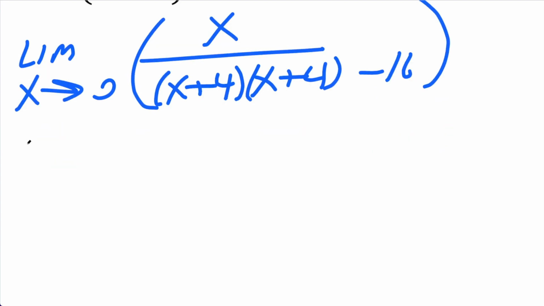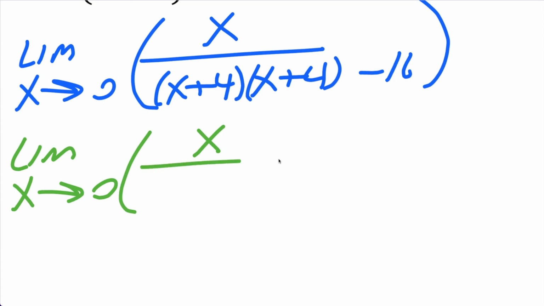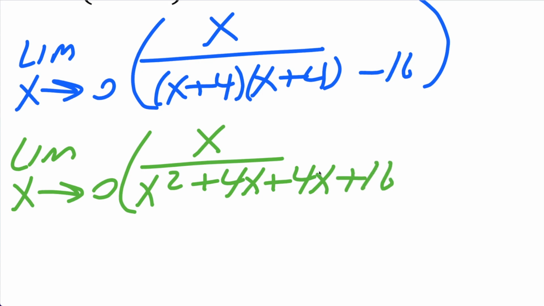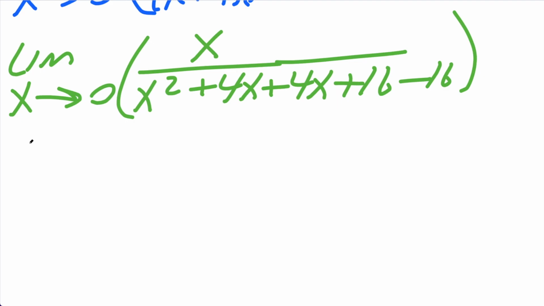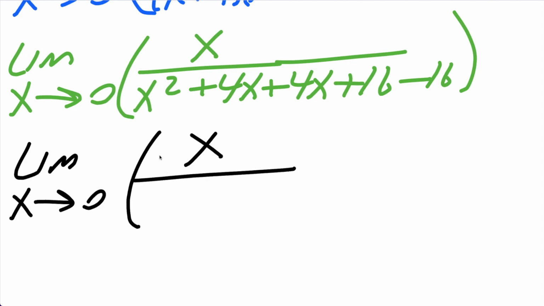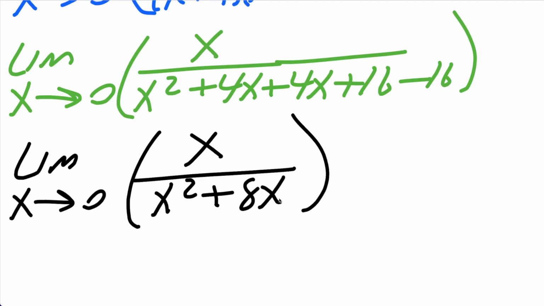Then we're going to want to expand this piece, so the limit as x approaches 0, the numerator is still x, the denominator: x times x is x squared, x times 4 is 4x, 4 times x is 4x, 4 times 4 is 16. And here we still had a minus 16. So let me put a line right here. The next step is to group and combine some stuff. So we have our limit as x approaches 0, the numerator is x, the denominator we have x squared, 4x plus 4x is 8x, and 16 minus 16 is 0. So it got canceled.